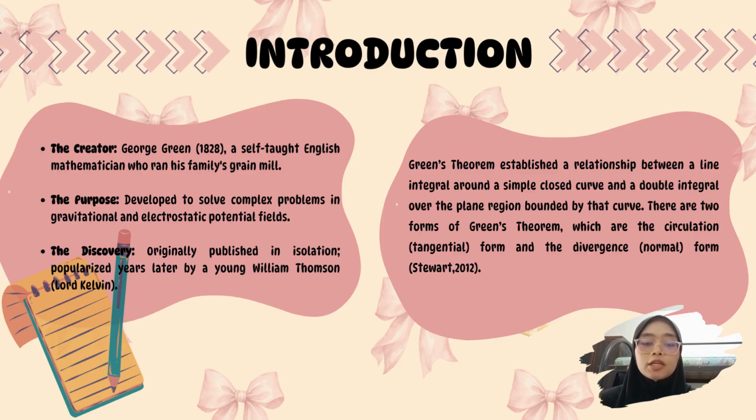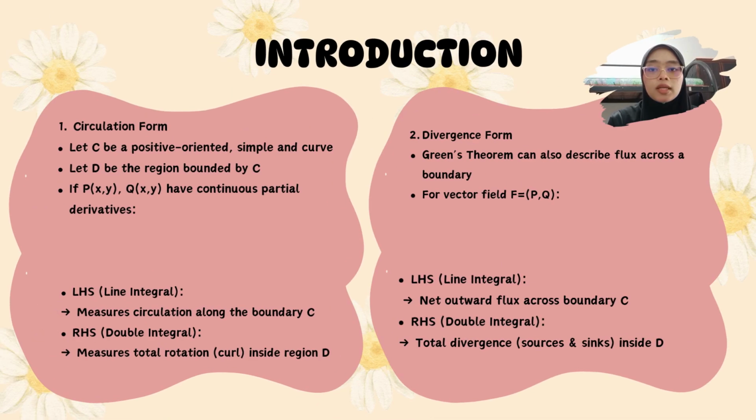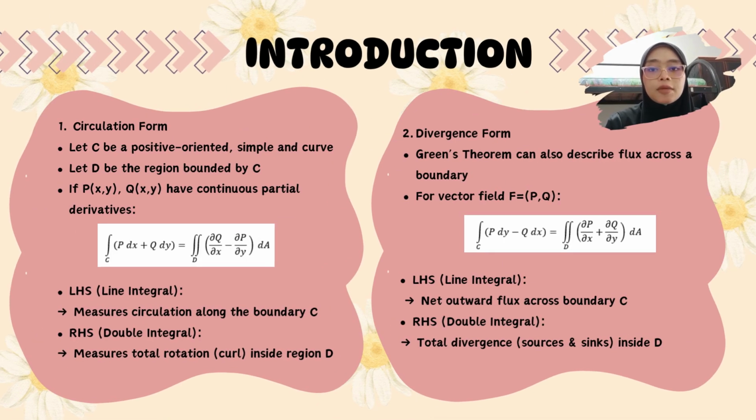Green's theorem established a relationship between a line integral around a simple closed curve and a double integral over the plane region bounded by that curve. There are two forms of Green's theorem, which are the circulation form and the divergence form. The first one is circulation form. Let C be a positively oriented, simple closed curve, and let D be the region bounded by C. If P(x,y) and Q(x,y) have continuous partial derivatives, the left-hand side measures circulation along the boundary C and the right-hand side measures total rotation inside region D.